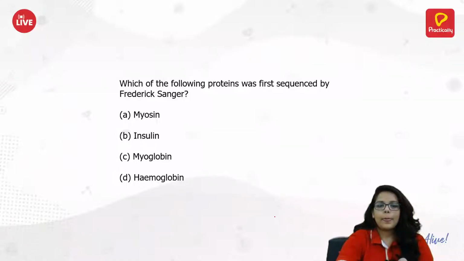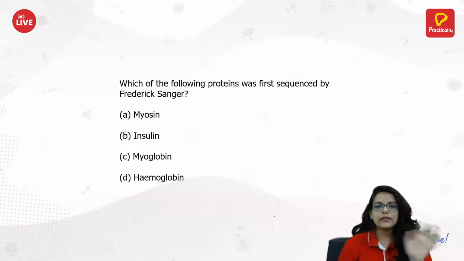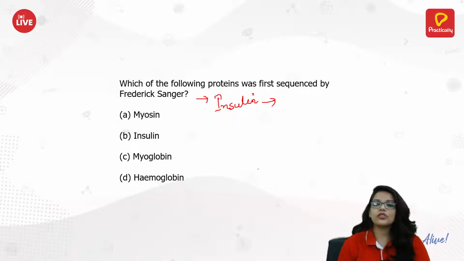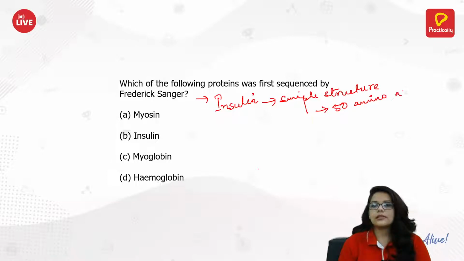Okay, which of the following proteins was sequenced by Frederick Sanger? Just now we read Frederick Sanger. He sequenced insulin. He was the one who showed insulin is a simple structure made up of around 50 amino acids.